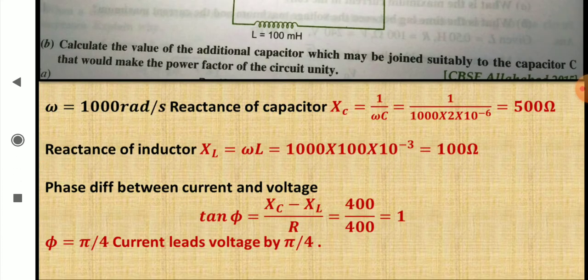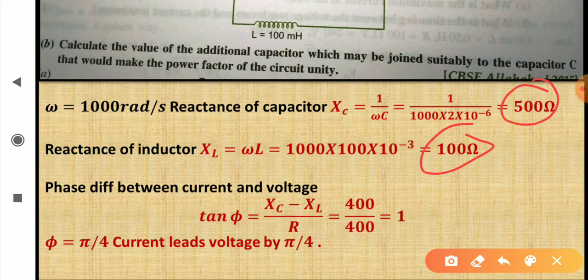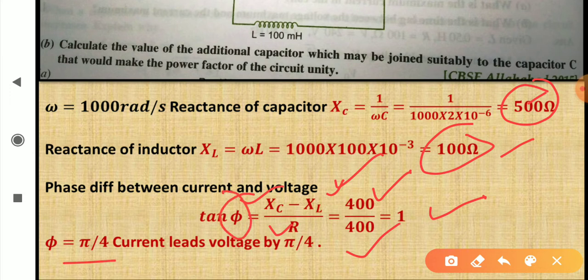So now you have got XC and XL both. The phase difference between current and voltage is given by tan phi equals XC minus XL upon R, and 500 minus 100 is 400. R is given to be 400 ohm. So this is equal to 1. So from here, tan phi is equal to 1, so phi is equal to pi by 4, and here current is leading voltage by pi by 4.